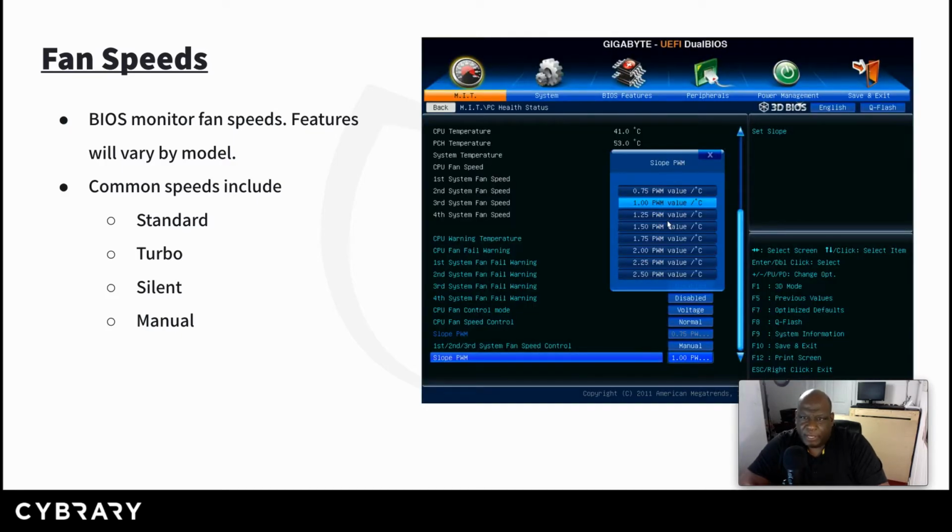Now here we see another version of the UEFI where you can control the fan speeds, and this is on a Gigabyte motherboard. Again, check your motherboard manufacturer for details, because the features and components you have available for monitoring and adjusting the fan speeds will vary.